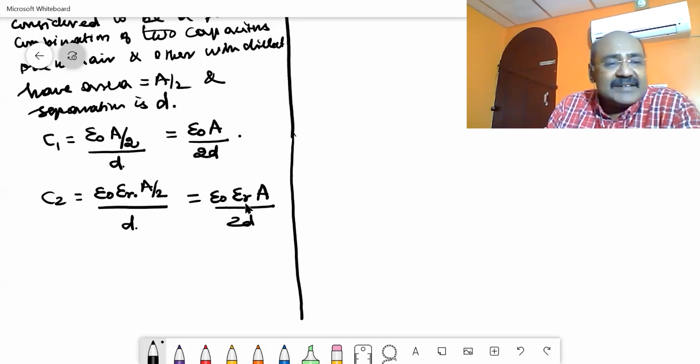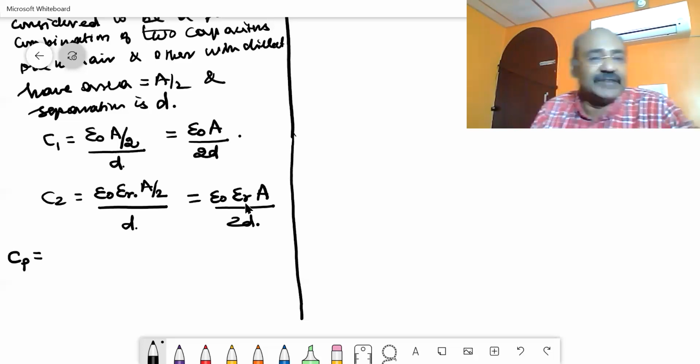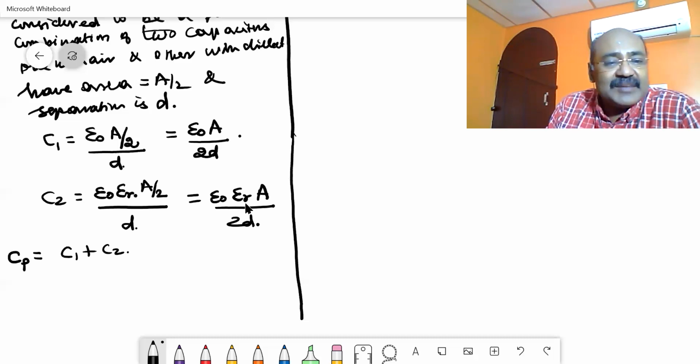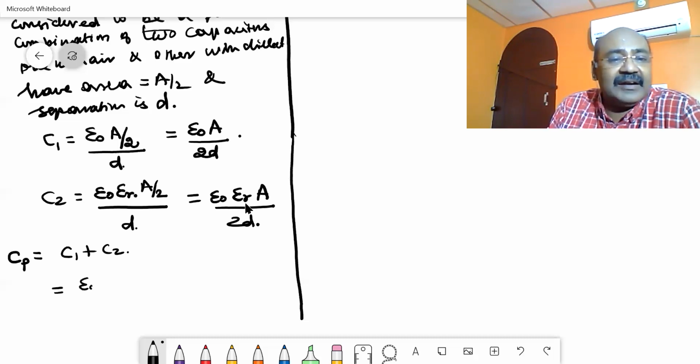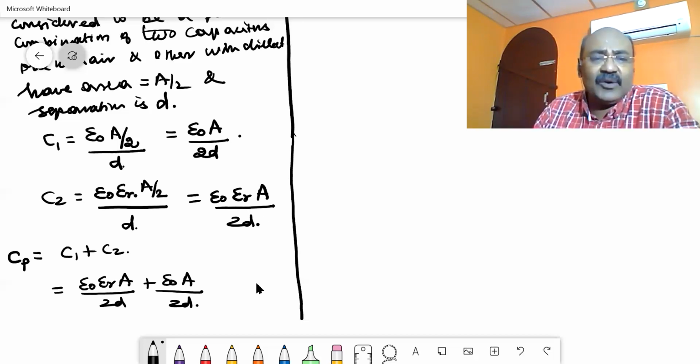What is the effective capacitance? The effective capacitance is considered to be the parallel combination. It can be considered as the parallel combination of the two. So parallel combination of the two, I can write it out as C1 plus C2. Simplify, what is C1? Epsilon 0 into epsilon R into A divided by 2D plus epsilon 0 into A divided by 2D. To take a common factor, what is that value common?